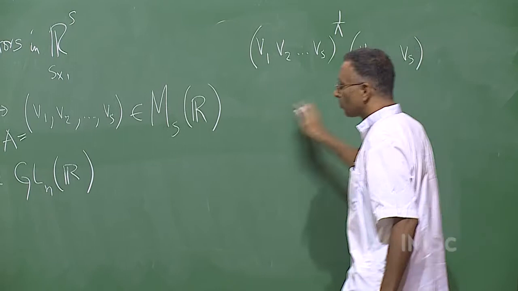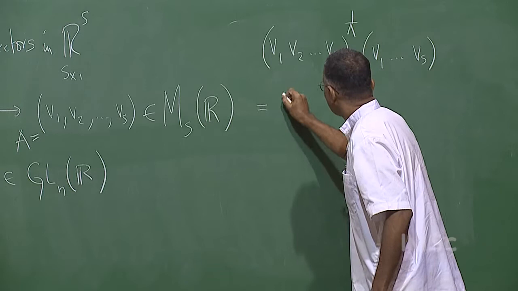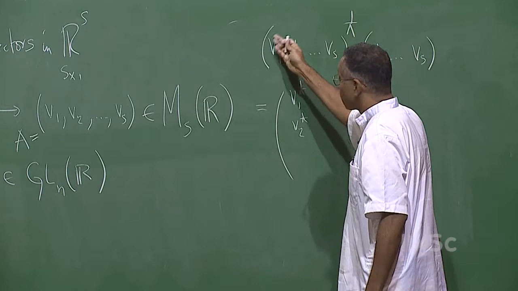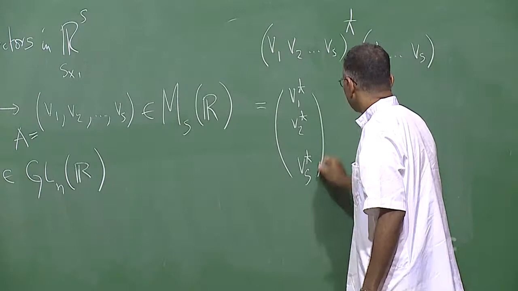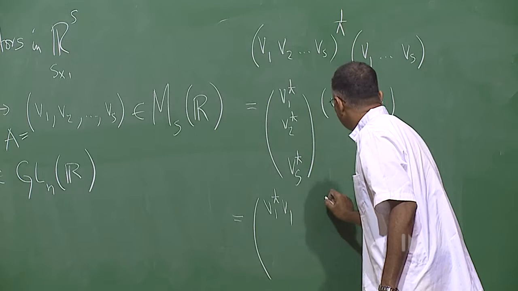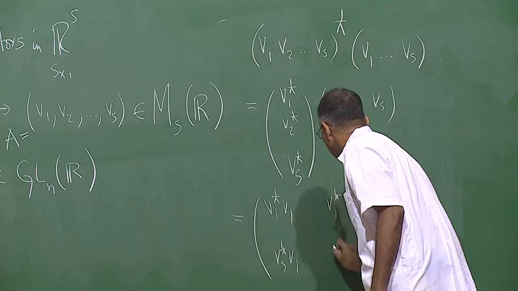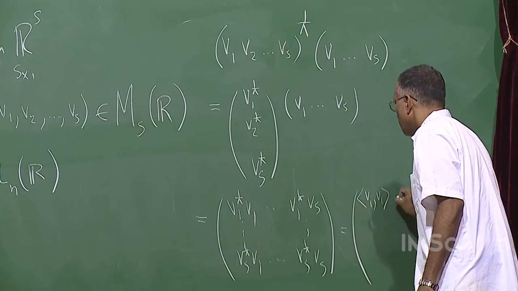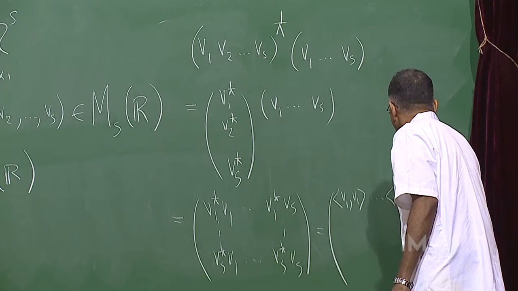So this is my S by S matrix A. This is the transpose of that matrix. Well, if I take the transpose of this, I get V1 transpose, V2 transpose. This is the correct way to take the transpose of a block matrix: you have to take the transposes inside, but also take the transpose of the whole. This is what you get. Right? And by row into column, you get V1 star V1, V1 star Vs, and here Vs star V1, Vs star Vs. But what are these? These are nothing but the inner products.